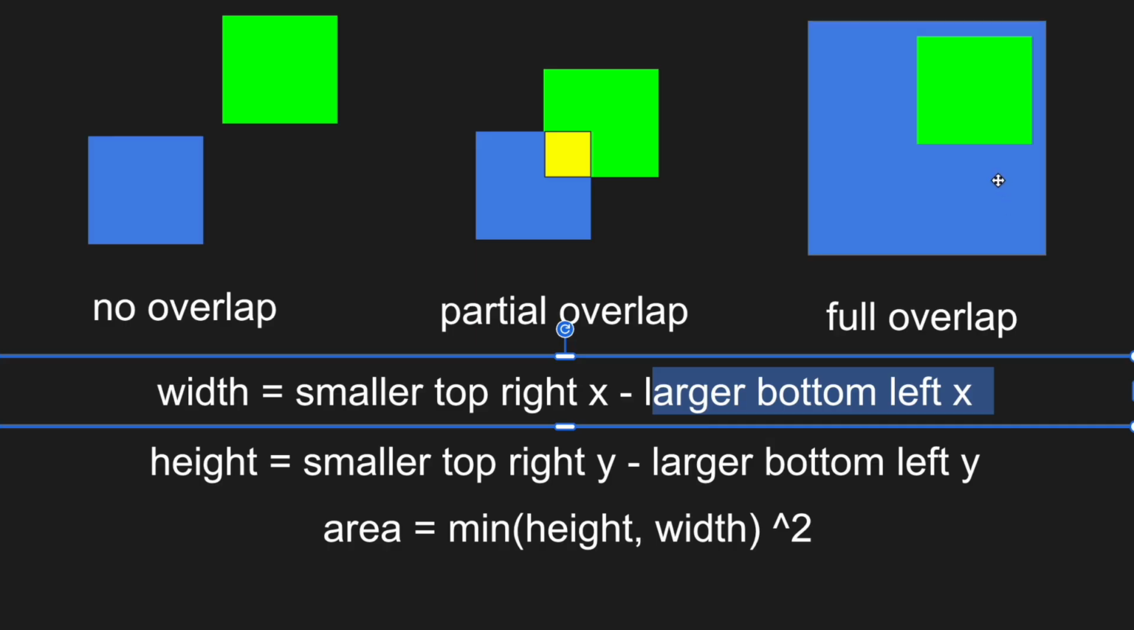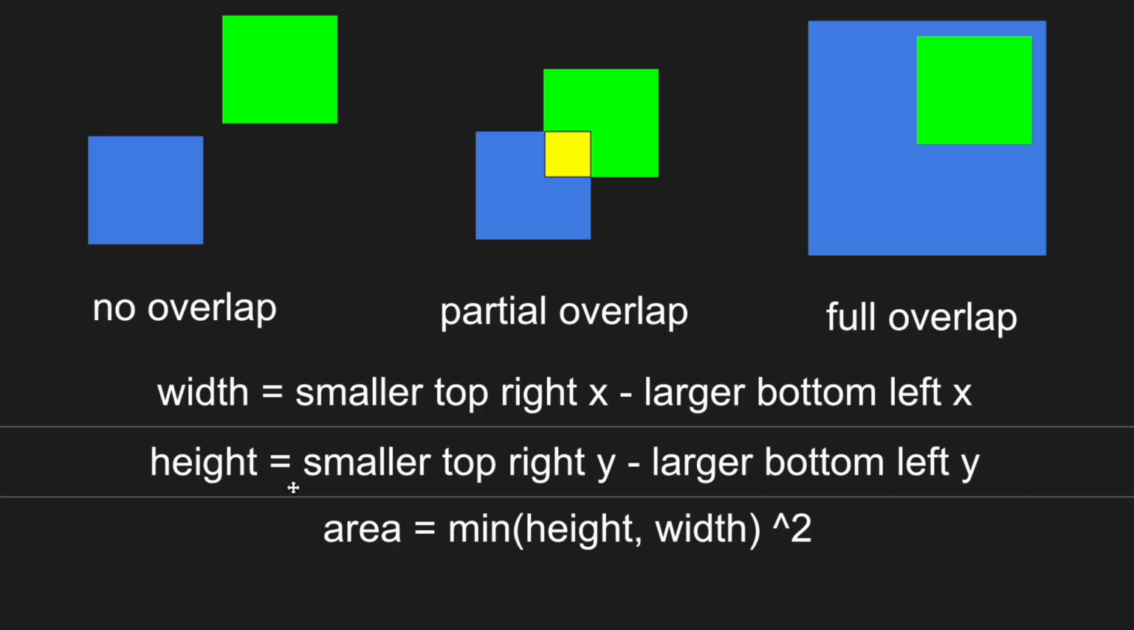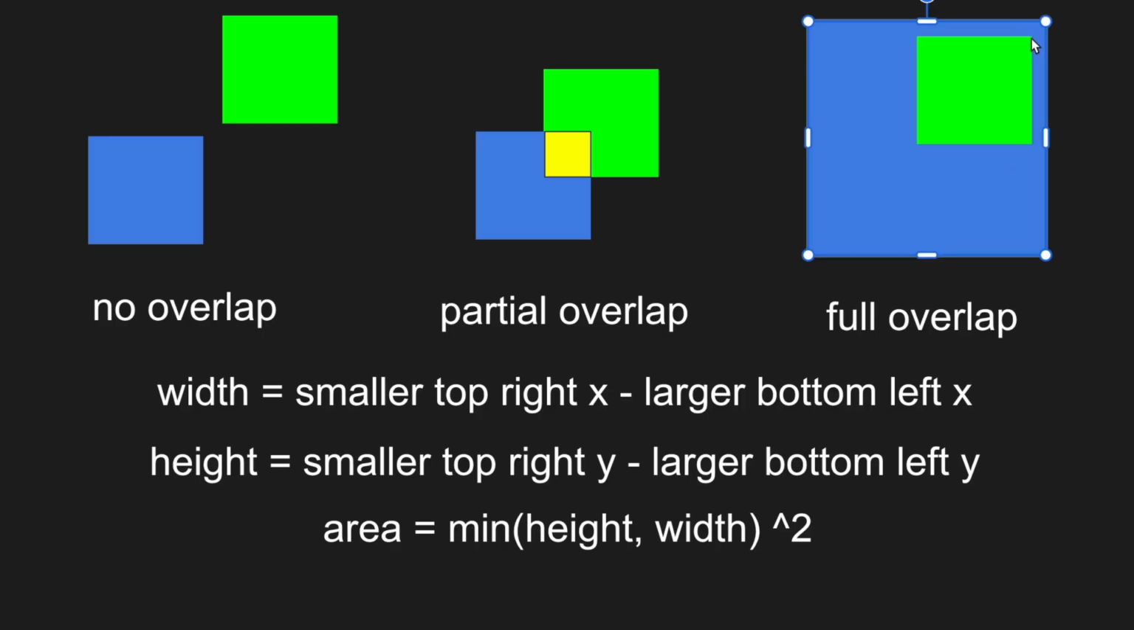So if we look right here, the smaller top right x coordinate would be right here because this one is smaller than this one, and the larger bottom left x coordinate would be right here. So as you can see, this subtracted by this would be the width, and same for the height. The smaller top right y coordinate is here and the larger bottom left y coordinate is here. So if we subtract this by this, it will be the height, and it would be the same for partial overlap. The smaller top right would be here because this one is smaller than this one, and the larger bottom left would be here because this is larger than this. And if we subtract this way, we'll find the width. Subtract the y coordinates, we will find the height.